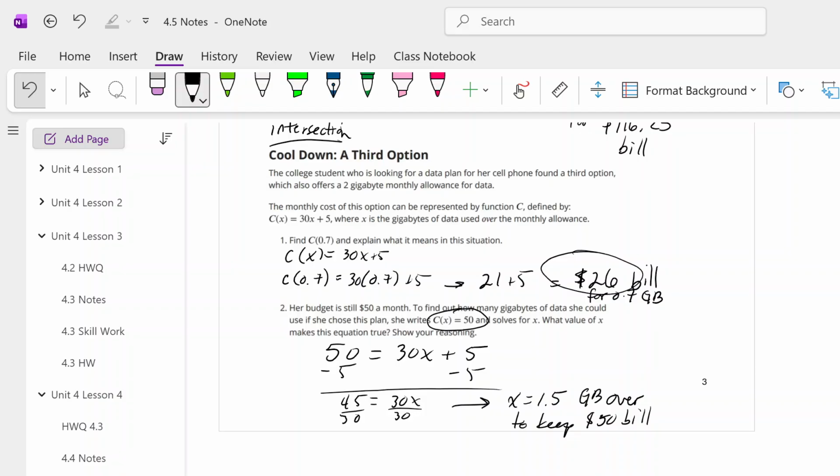So, aren't you guys glad you have an unlimited plan? All right, there he is, page 3.